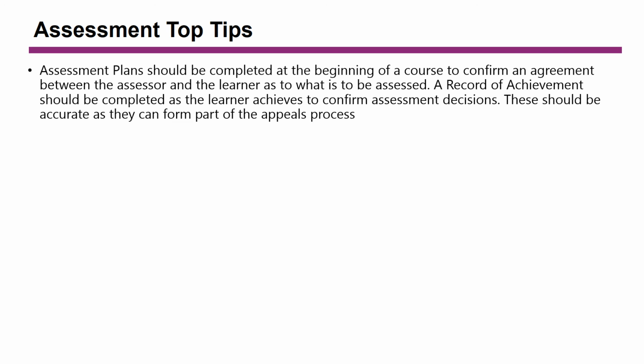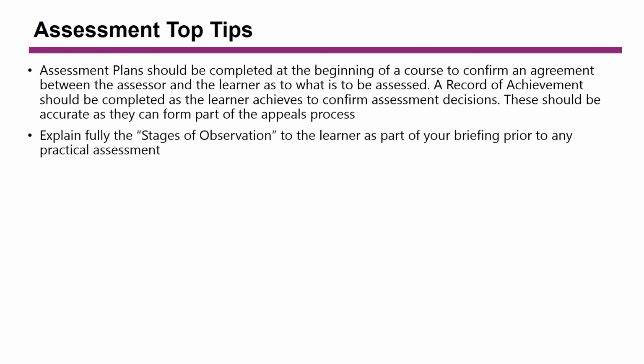Assessment plans should be completed at the beginning of the course to confirm an agreement between the assessor and the learner as to what is to be assessed. A record of achievement should be completed as the learner achieves to confirm assessment decisions, so it should be completed on an ongoing basis. These should also accurately reflect the assessment as they do form part of the appeals process. Make sure you explain fully the stages of observation to the learner as part of your briefing prior to any practical assessment.